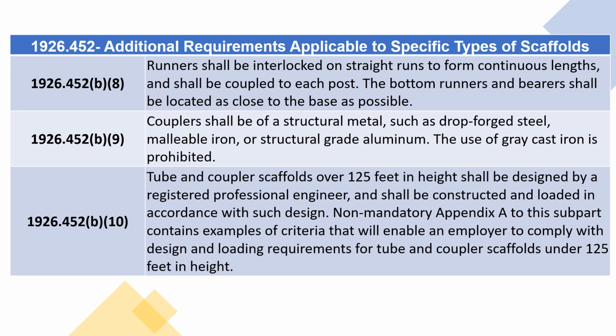1926.452 B9. Couplers shall be of a structural metal, such as drop-forged steel, malleable iron, or structural-grade aluminum. The use of gray cast iron is prohibited. 1926.452 B10. Tube and coupler scaffolds over 125 feet in height shall be designed by a registered professional engineer, and shall be constructed and loaded in accordance with such design. Non-mandatory Appendix A to this subpart contains examples of criteria that will enable an employer to comply with design and loading requirements for tube and coupler scaffolds under 125 feet in height.